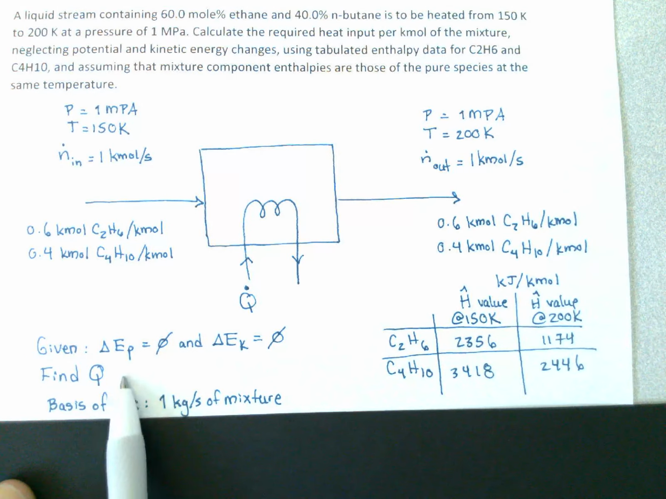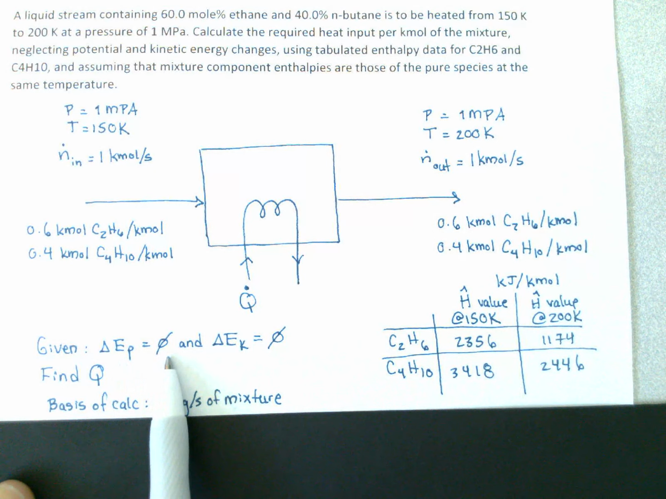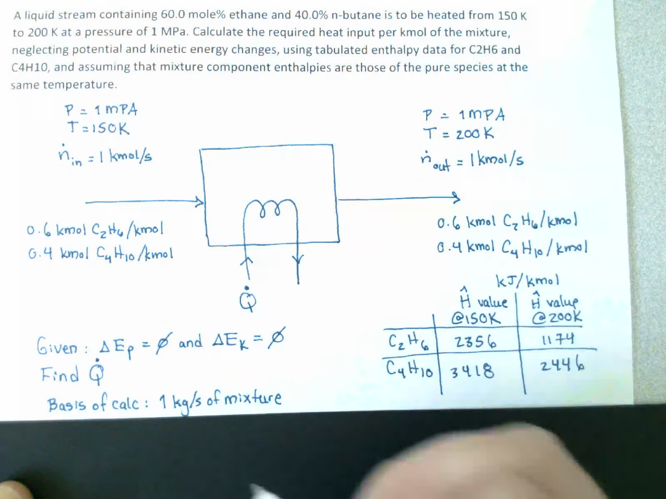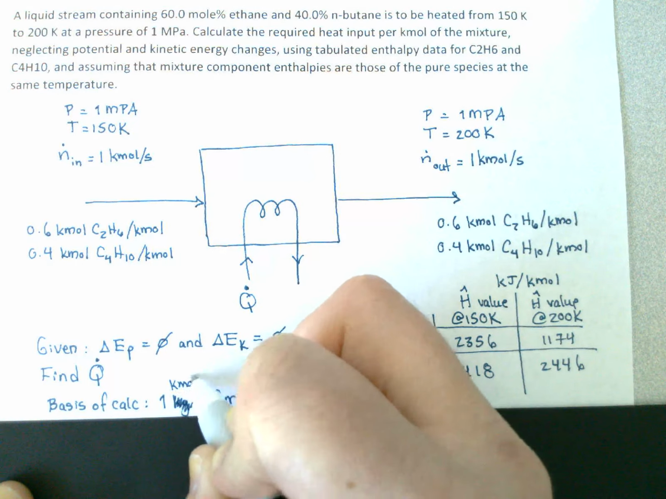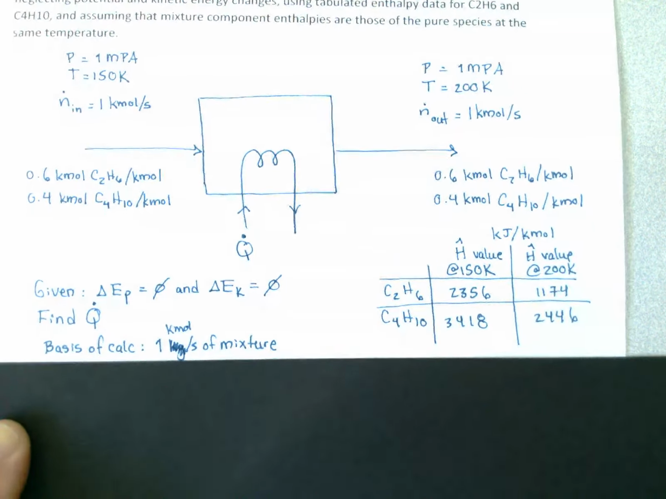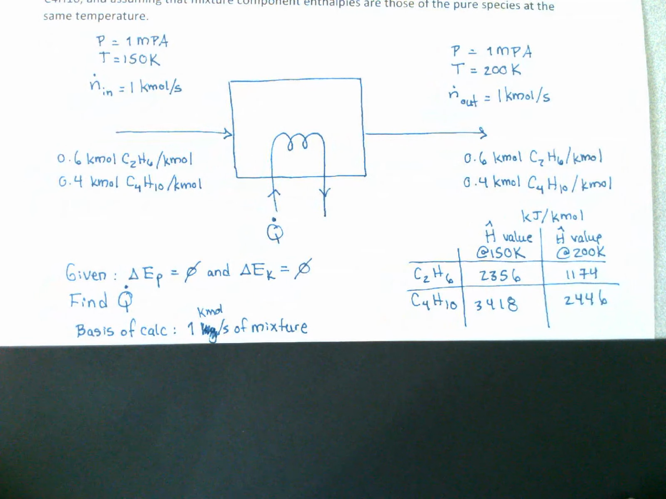Okay? The other thing is that we're given the fact that we have no potential energy change and no kinetic energy change, and we're trying to find Q in the system. And let's make a change here. Our basis of calculation is 1 kilomole per second. I had kilograms written. So let's make sure we're in the right units.